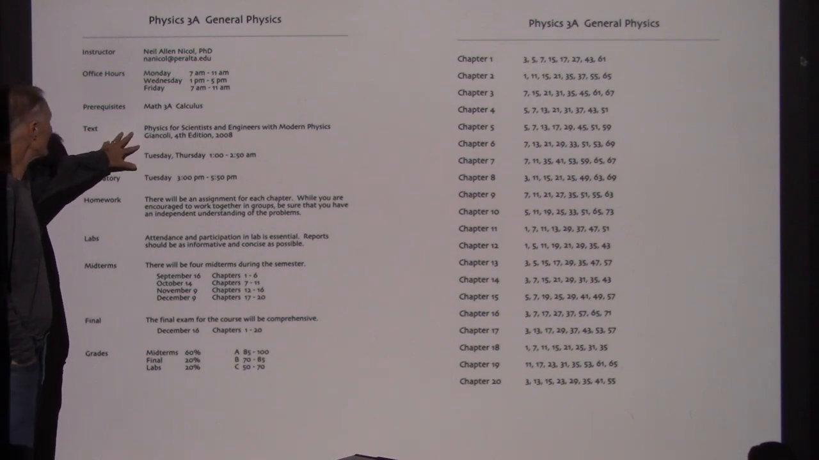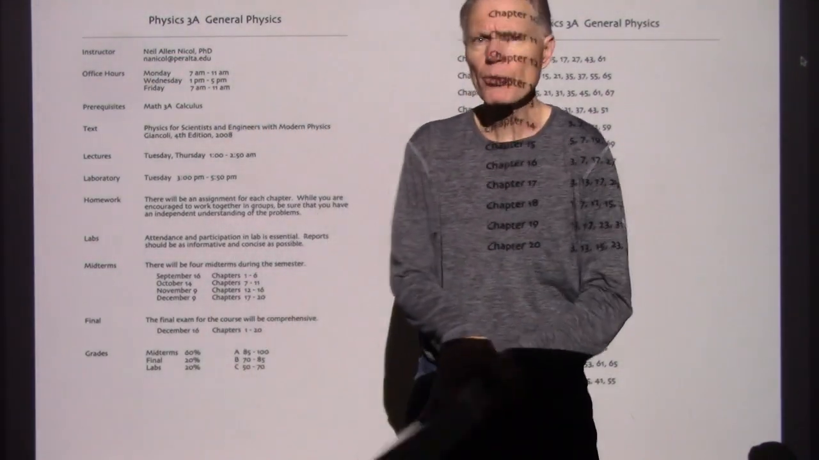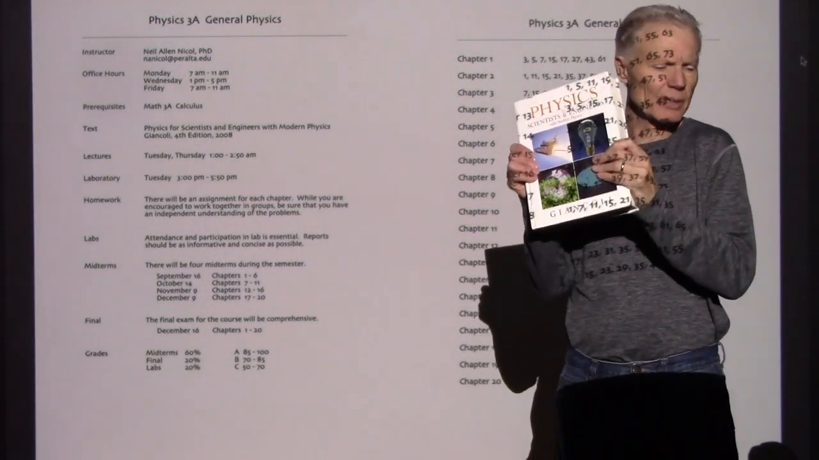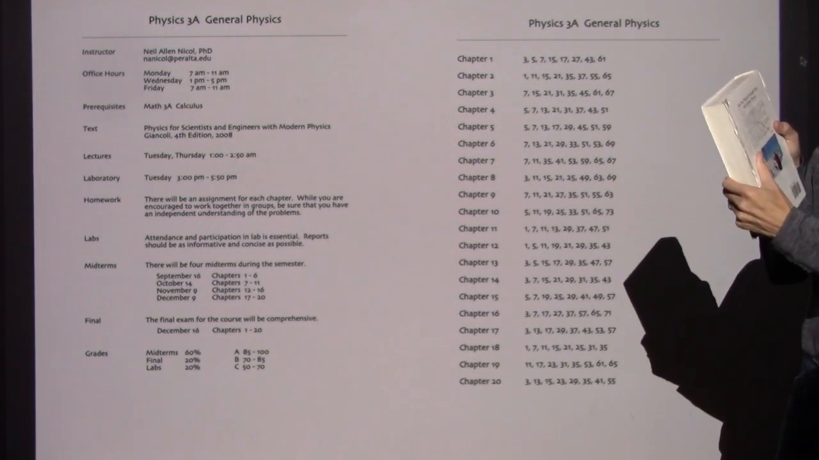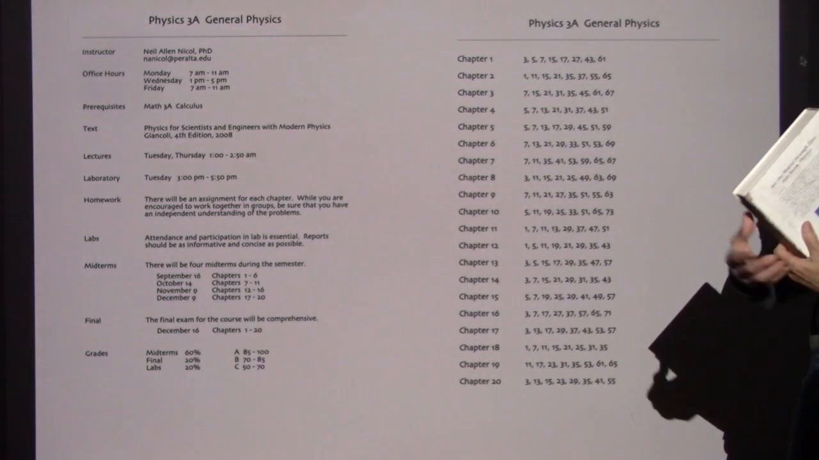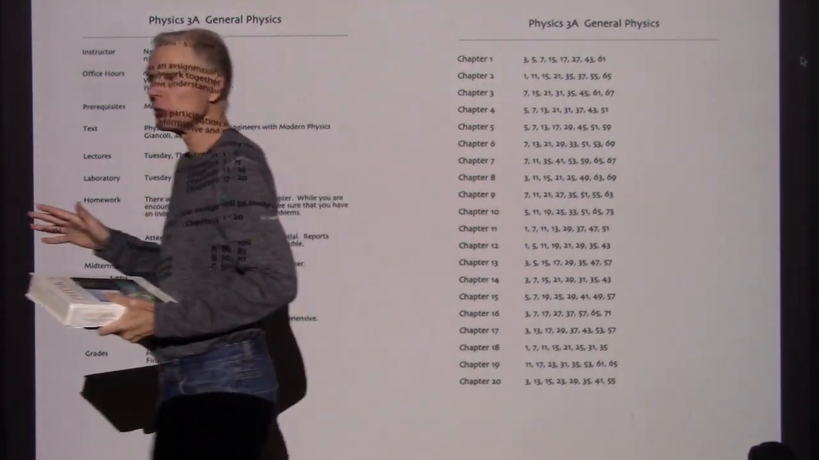So the textbook I had introduced, it's Physics for Scientists and Engineers with Modern Physics. Now, if you get the full version that I'm holding up right now, it has 44 chapters in it. And we are going to be looking at all of those chapters.